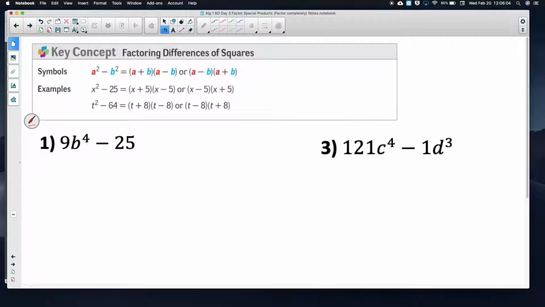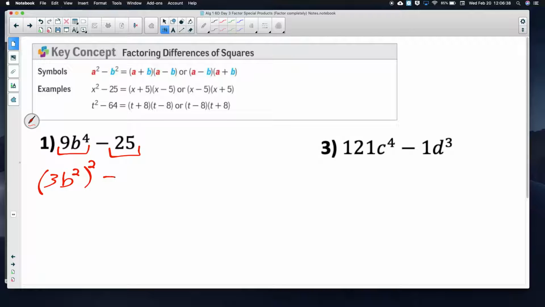These are in your notes. Got 9b to the fourth minus 25. These first two examples, we're going to be looking at factoring differences of squares. If you'll notice, my two terms are perfect squares, and then they got a subtraction sign in the middle. So you got to ask yourself, what do I square to get 9b to the fourth? Well, that's 3b squared, because 3b squared squared is 9b to the fourth.